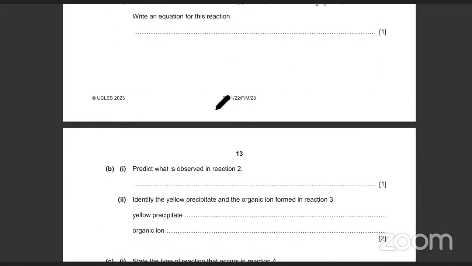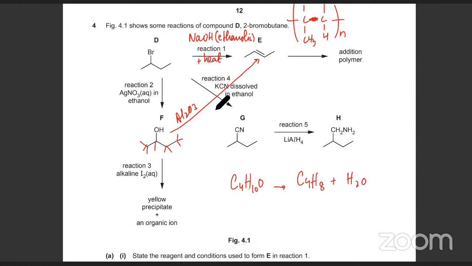Now predict what is observed in reaction number 2. You're adding silver nitrate to the bromine compound, so what kind of precipitate will be formed? Silver and Br form AgBr. So what is the color of the precipitate? Cream. Okay, that's a cream colored precipitate. AgCl is white, AgI is yellow. Ag and Br, that's a cream colored precipitate.